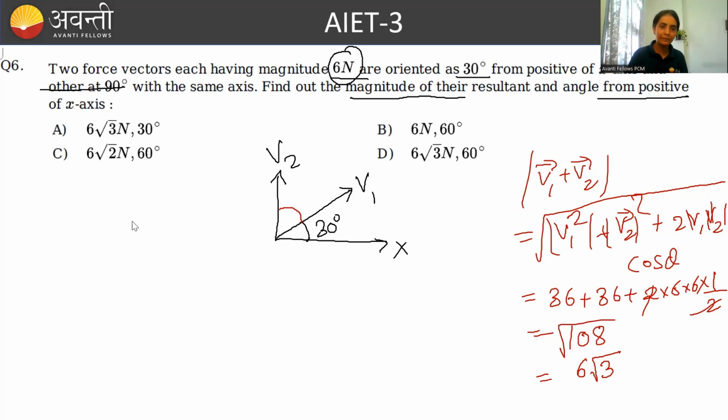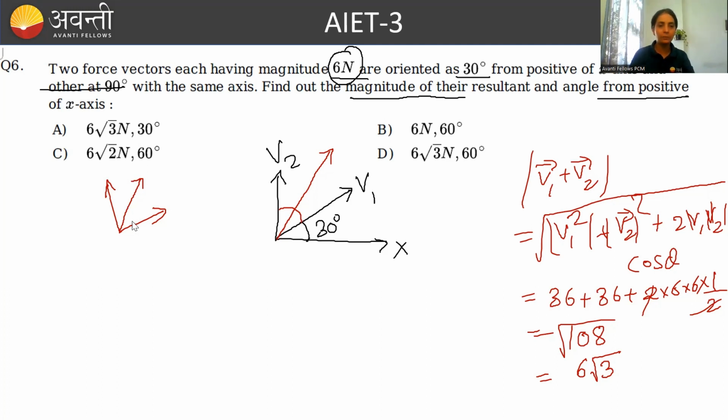Now what angle will the resultant make with the x-axis? So let's say the resultant is this, and it is clear that this is the resultant of two equal vectors. And if two vectors are equal in magnitude, then the resultant will be such that it will bisect these two vectors, or it will be along the line of the angle bisector, right? That is the resultant vector.